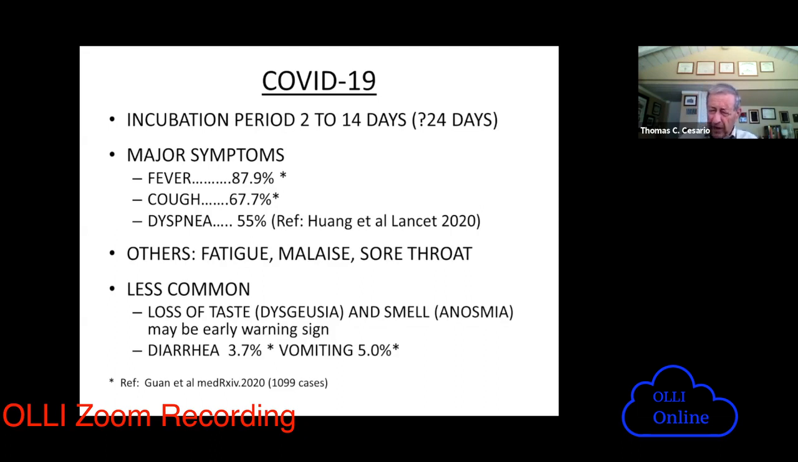So while we recognize that the average time to get sick, we call that the incubation period, is between 5 and 6 days, we consider the incubation period from 2 days, the time you had contact with the infection, until 14 days after. So that's the presumed incubation period, and that's the basis on which we quarantine people for 14 days.